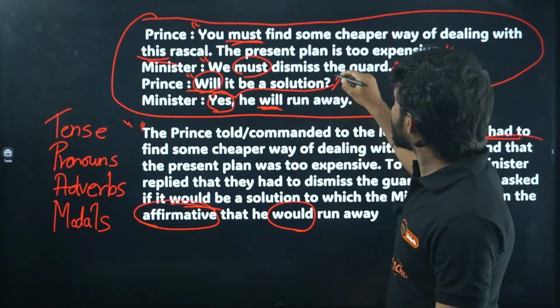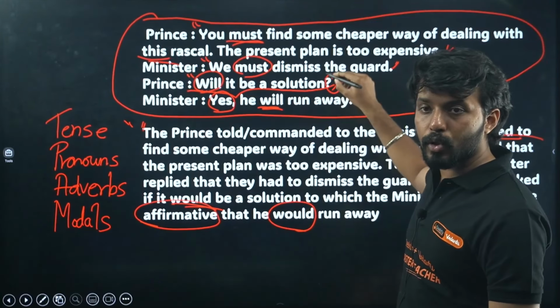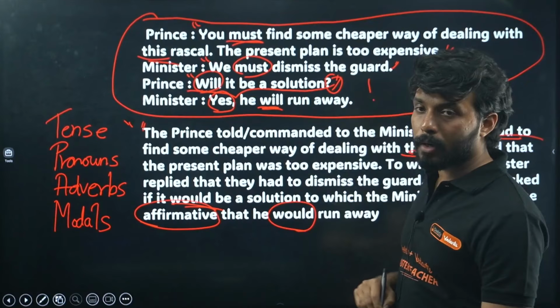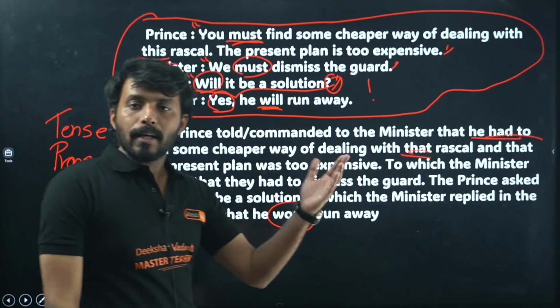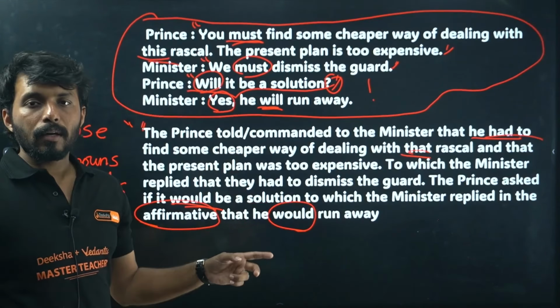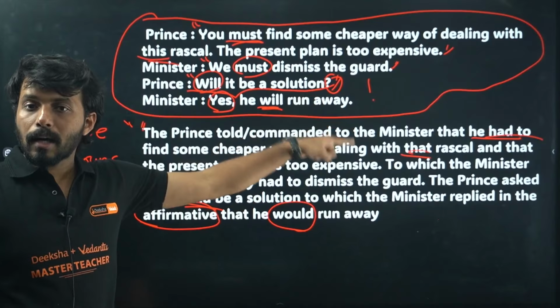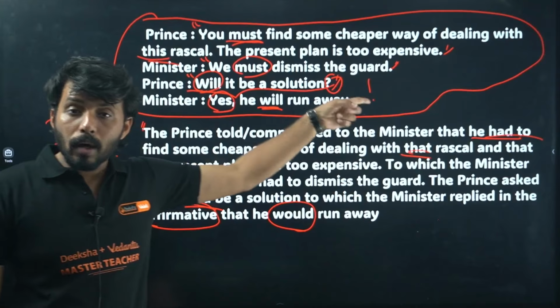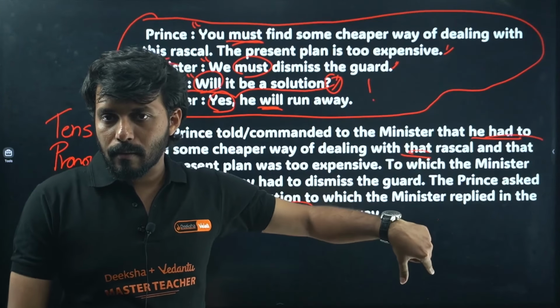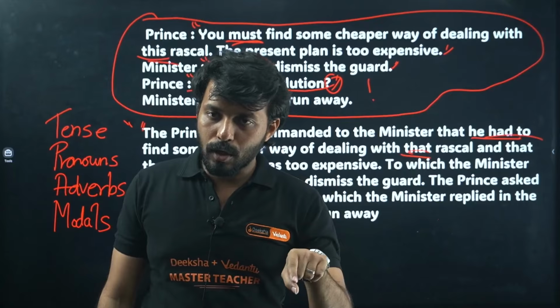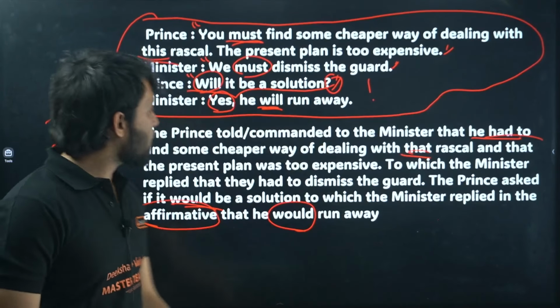Another thing is, suppose there's a question mark. Okay, suppose you may find a question mark or exclamatory mark. So when you're reporting, it should just be a full stop. Okay, do not carry the question mark to the answer. Same way, do not carry the exclamatory mark also to the answer. It should only be a full stop, dot. Okay, moving on.